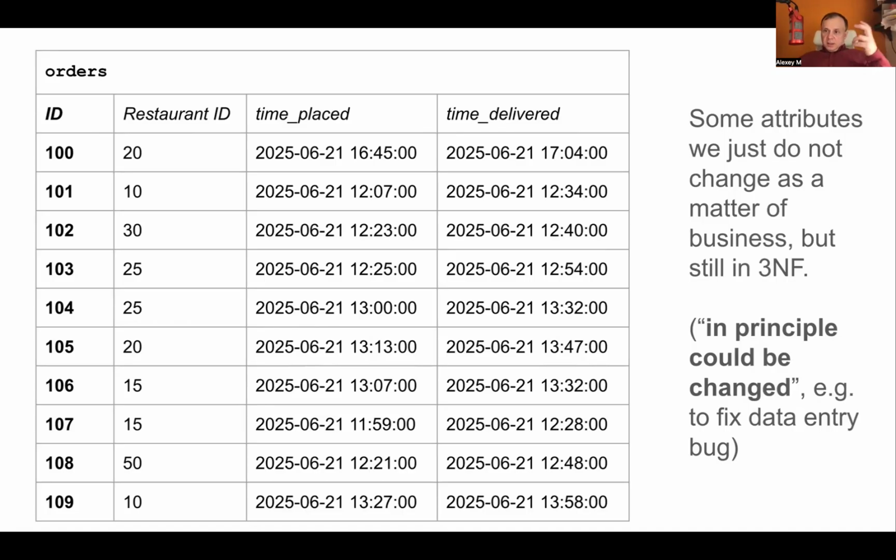Imagine that, again, there is no database, and we just work in some sort of logbook. We can sometimes make a mistake and enter incorrect time, and we can change it. So just in case, this is important because in databases, there are many immutable attributes, but they're still in third normal form, even though they never change, but they could be changed in principle.